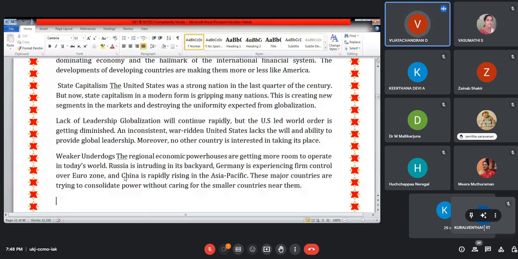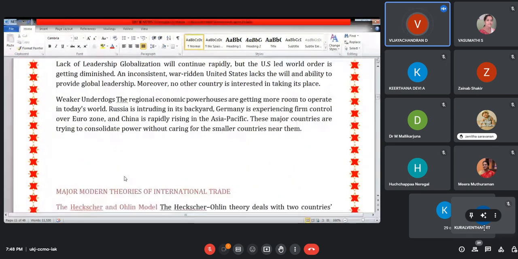The next major challenge is weaker underdogs. That is, the powerhouses are getting more room to operate in international trade. By powerhouse, I am referring to the developed nations. The developed nations are playing a larger role in international trade, so any decision will be taken by a developed nation like the USA. Germany is experiencing firm control over the Eurozone, and China is rising in the Asia Pacific.